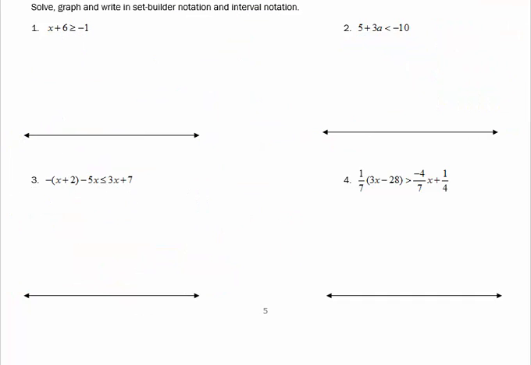Number 4. 1/7 parentheses 3x minus 28 is greater than negative 4/7 x plus 1/4. We really should love multiplying fractions, and the reason why is because all you have to do is multiply straight across. So 1 times 3x is 3x, and 7 times 1 is 7. Minus 1 times 28 is 28, all over 7 times 1 is 7. It's supposed to be greater than negative 4/7 x plus 1/4.